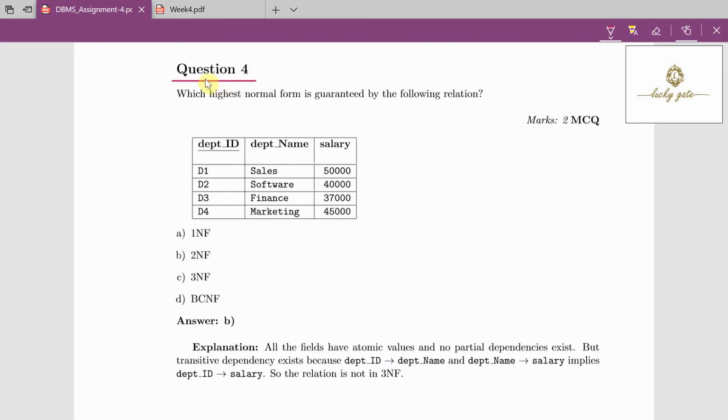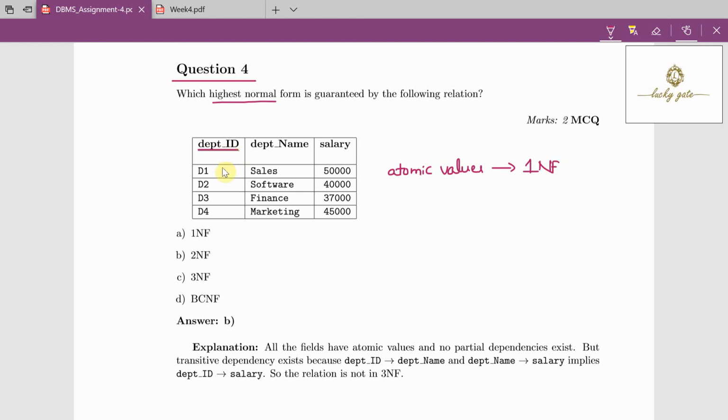Question number 4. Which highest normal form is guaranteed by the following relation? Observe friends, department ID is a key, and department name, salary are attributes, and all are atomic values. Because all are atomic values, this relation is satisfying first normal form.